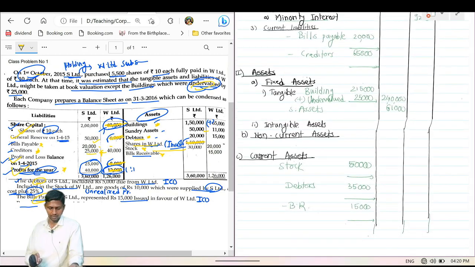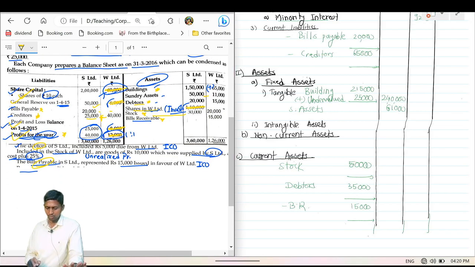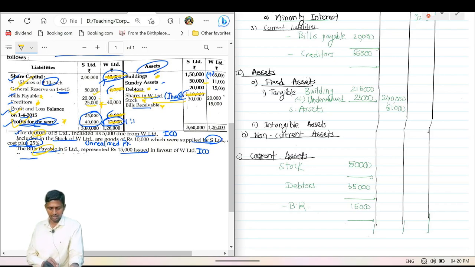That means this part is over, this adjustment. Minimum two effects we already given. Then prepare the balance sheet. Balance sheet is already over. Just now we have fitted somewhere in the consolidated. Then after this balance sheet, some more information or adjustments. Debtors of W included 5,000 due from W, intercompany.